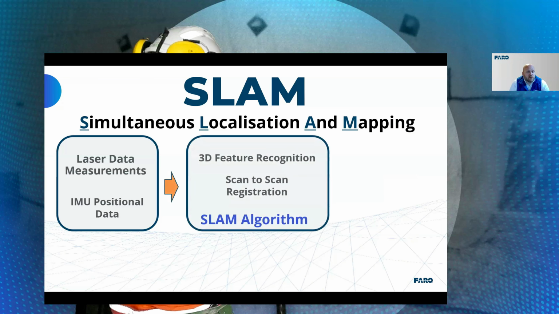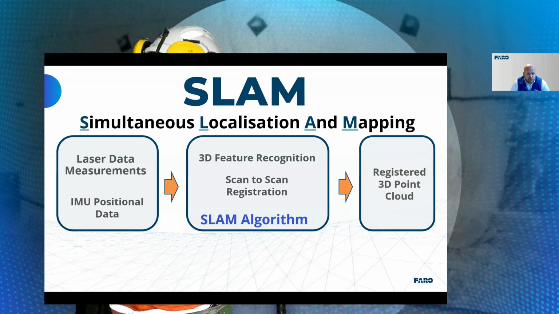And what we do is bring it back to the office or up to the cloud and process it to do 3D feature recognition and essentially scan-to-scan registration. The difference is it's stitching scans from one moment to the next moment to the next using our SLAM algorithm. That gets you a registered 3D point cloud that you can take into your various software packages.